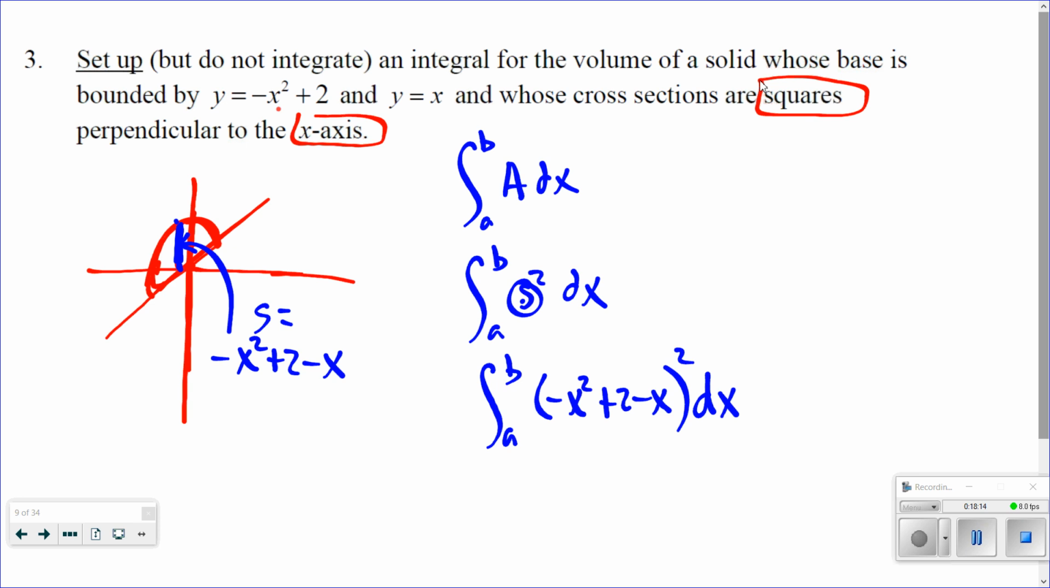So remember, the way we do our limits is I've got to figure out when the two graphs are equal to each other. So take the two equations and set them equal to each other. And remember, you have to include this as part of your work. So you need to show that. So let's move everything to one side.